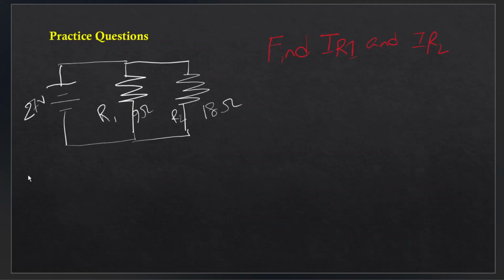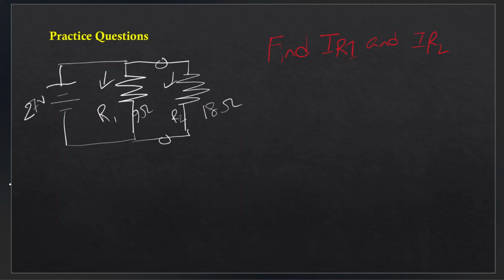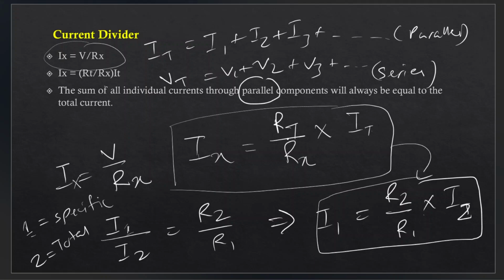Now let's go to some practice questions. So we have a simple parallel circuit here. Again, how do we know they are parallel? R1 and R2 have two common points, one here and one here. Now we have to find IR1, which means the current flowing through R1, and IR2, which means the current flowing through R2. Now let's go back to the formula here. So we have RT over Rx. That means we have to find RT first, and also IT.